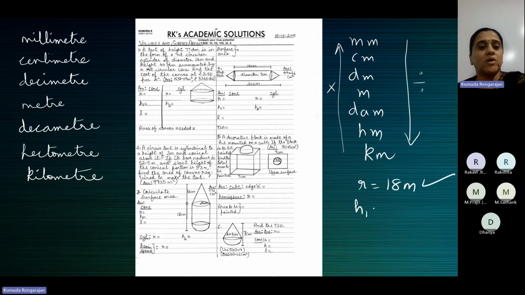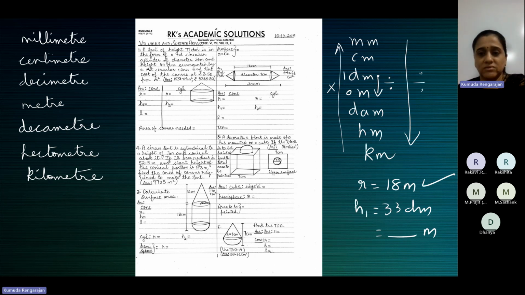Now H1 is how much? 33. But decimeter, you wish to have it in meters. So now what to do? You want to convert decimeter to meter. You're coming down the chart, so you should divide. See the arrow. If you're coming down, you should divide. Divide by what? A decimeter to meter is 10. You should divide by 10. So 33 by 10 is 3.3 meters.